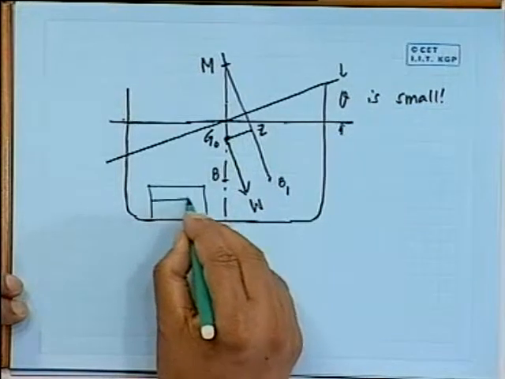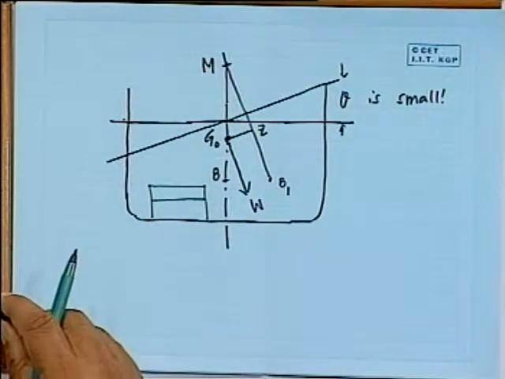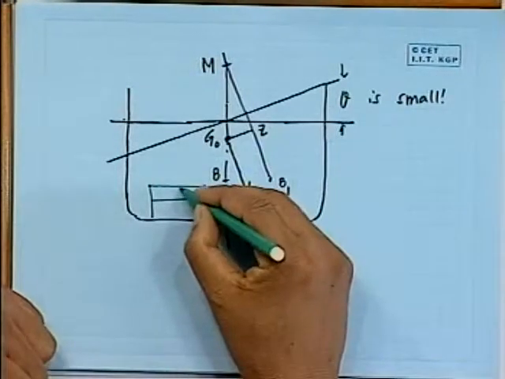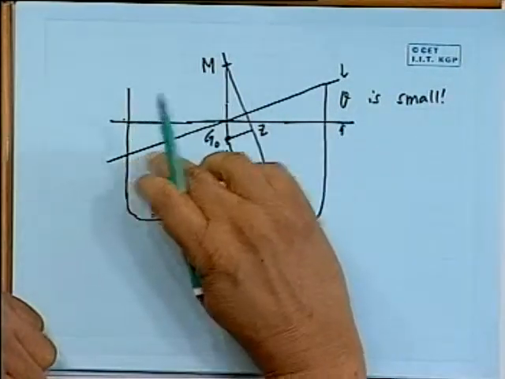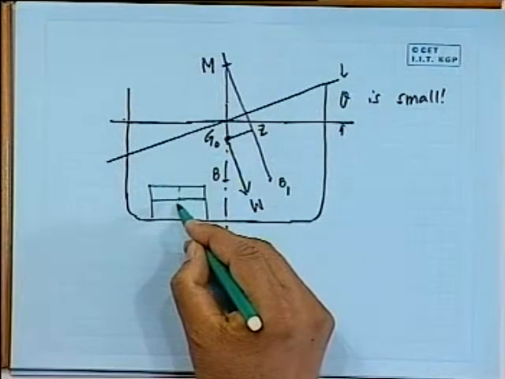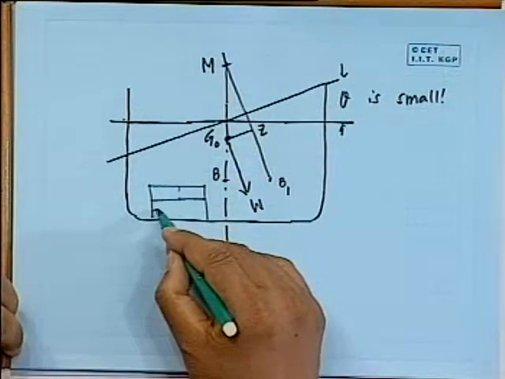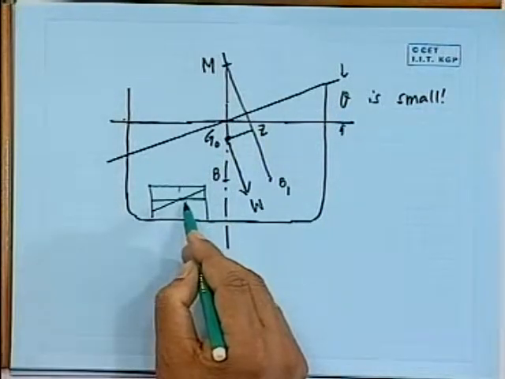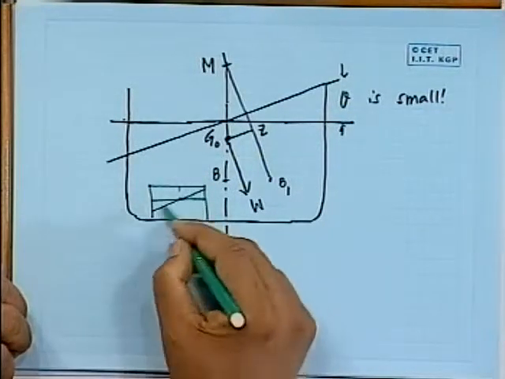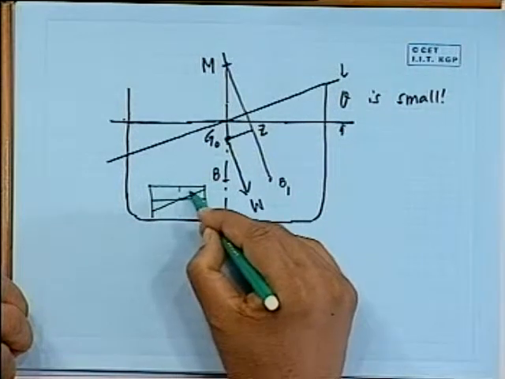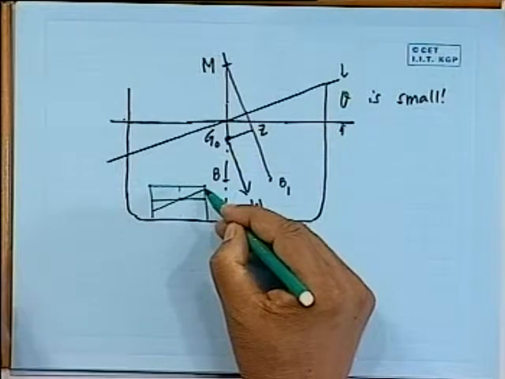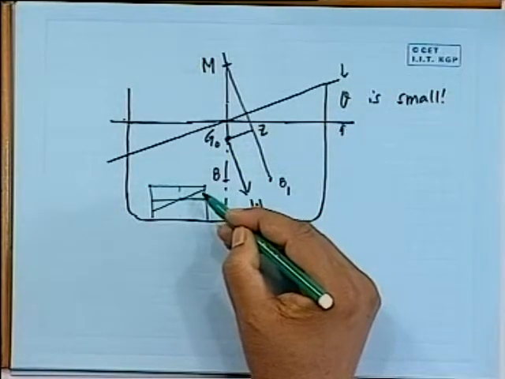It has a liquid filled up to this much. We can see what happens here: as the ship tilts, this liquid surface is also going to tilt, so it is going to become like this. Again, remember that we are talking about a small angle. You may ask why it is not hitting here, etc., but we cannot consider those cases because we are thinking of only a 1 degree tilt.